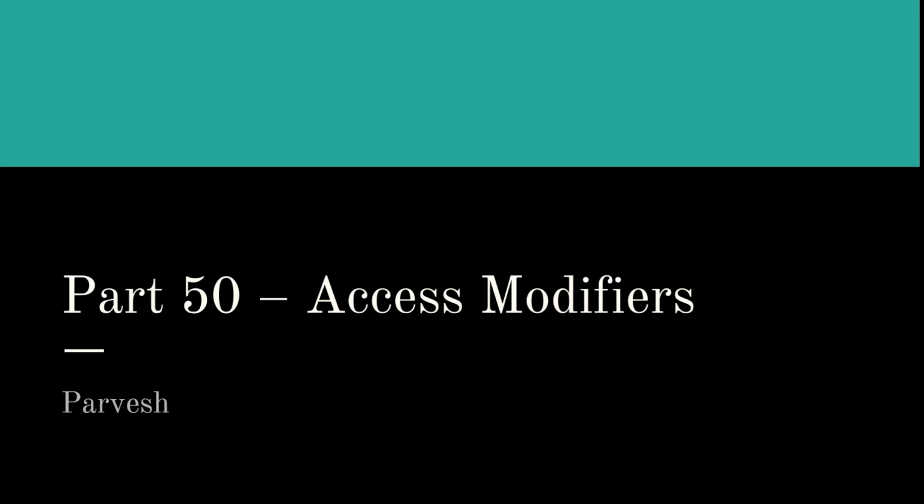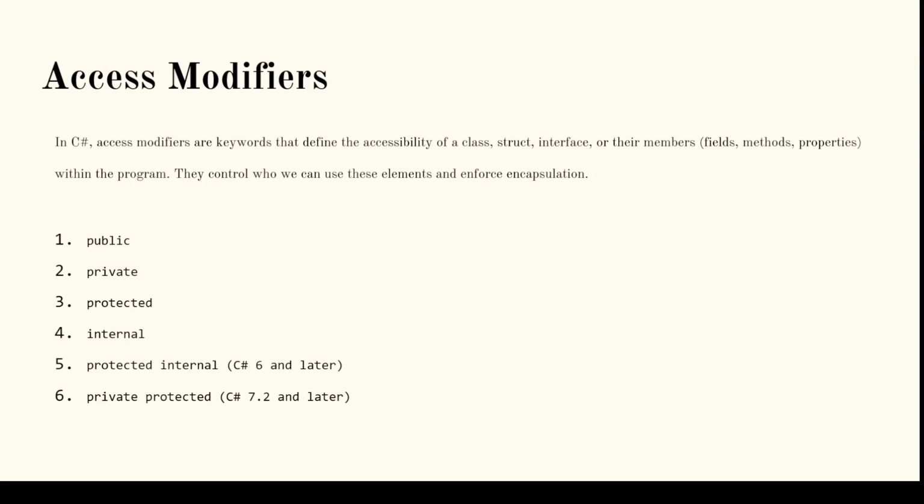In this video, we will learn about access modifiers. In C#, access modifiers are keywords that define the accessibility of a class, structure, interfaces, or their members. The members can be fields, methods, properties, and so on. So basically, if you want to hide a class or unhide a class to some other class or a structure or interface, you can use access modifiers.